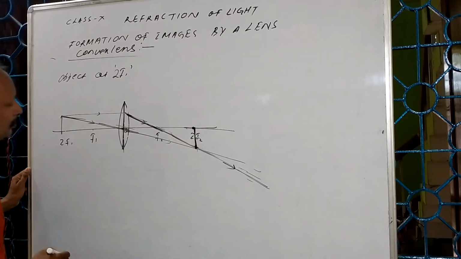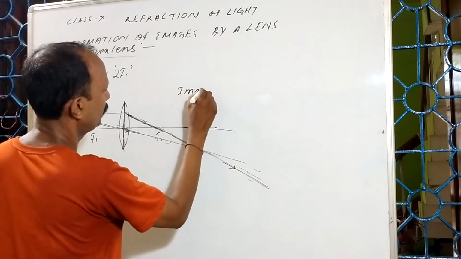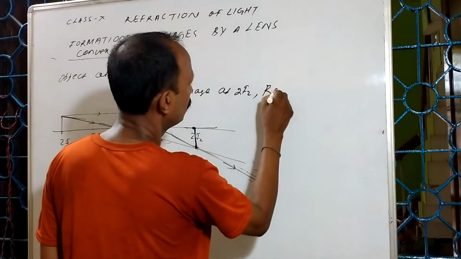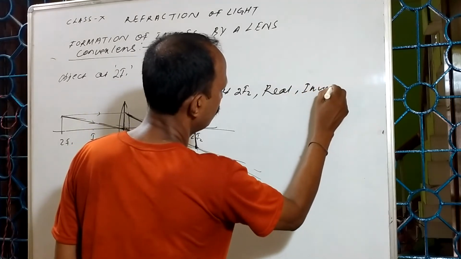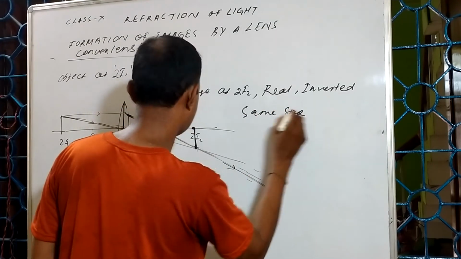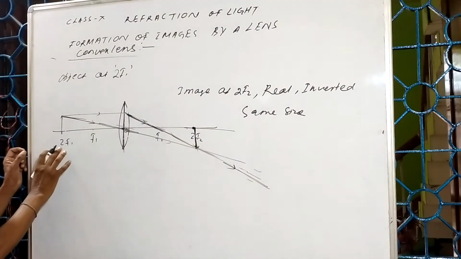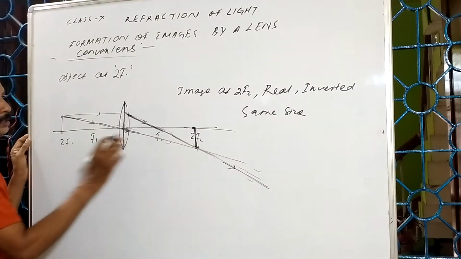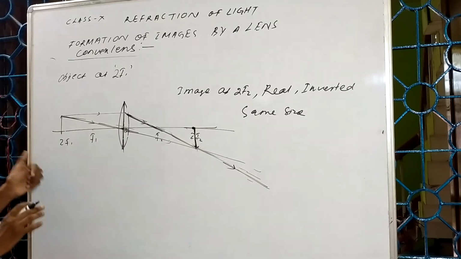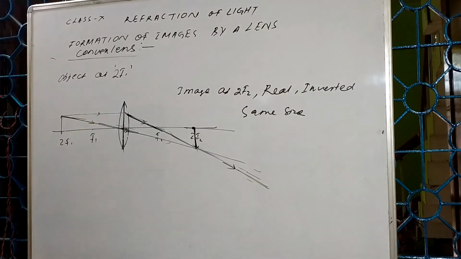Now where is the image formed? Image at 2f2. Real, inverted, same size. What is the size of the object? The size of the image is also the same. Object at 2f1, image at 2f2. Or you can say this is C1, this is C2. So object at 2f1.